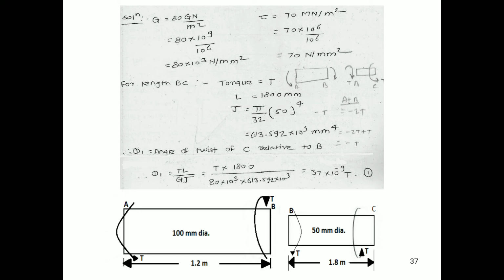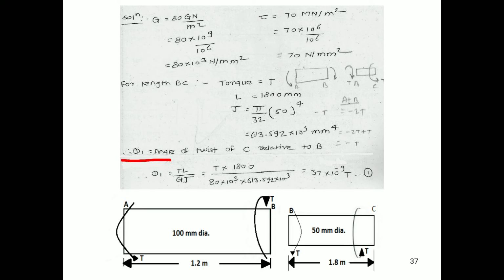Similarly, the value of J is pi by 32 d raised to 4. Our value of D is 50 mm. Therefore, the polar moment of inertia will become pi by 32 into 50 raised to 4. On solving this, we have J equal to 613.592 into 10 raised to 3 mm raised to 4. Remember that this is the value of J.